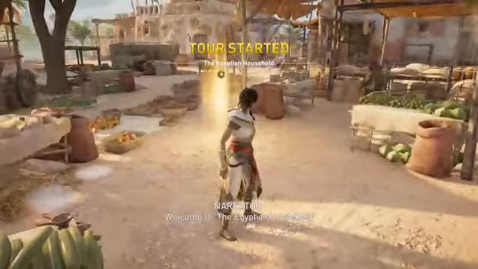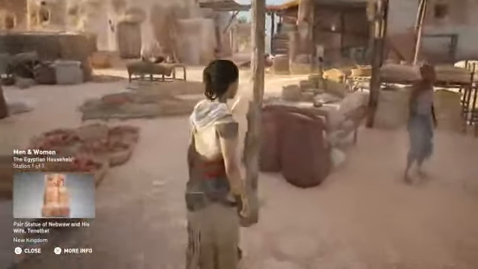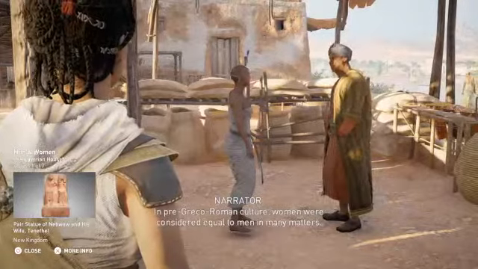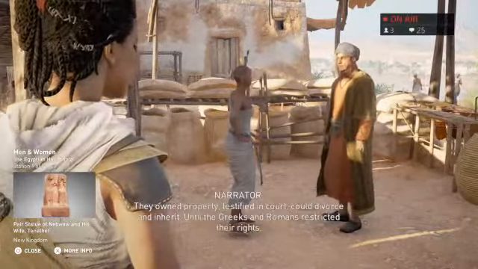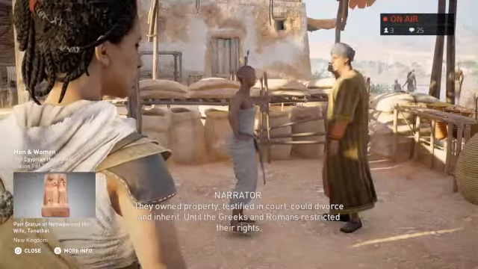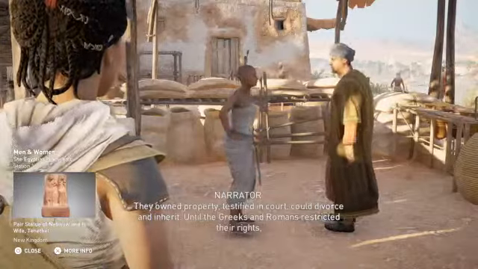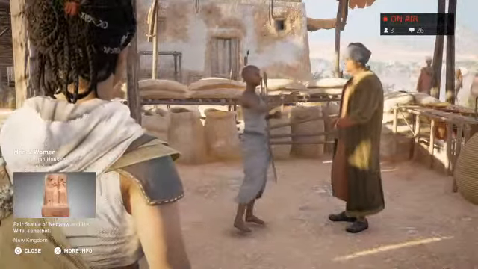Welcome to the Egyptian household. In pre-Greco-Roman culture, women were considered equal to men in many matters. They owned property, testified in court, could divorce and inherit. Until the Greeks and Romans restricted their rights, Egyptian women could take over their deceased husband's trade.